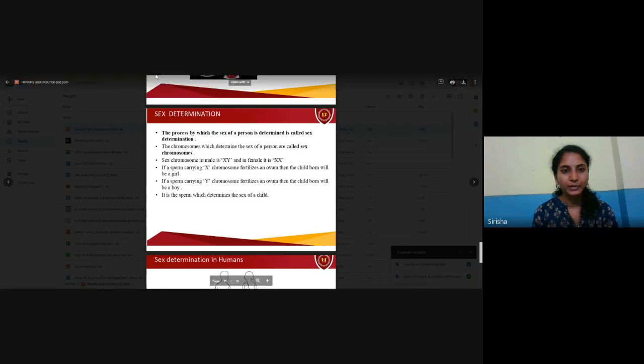If a sperm which enters the female egg cell carries the Y chromosome, then the child born will be a boy. If a sperm carries only the X chromosome, then the child will be a girl. That means who is responsible here? The male will be responsible. It is the sperm which determines the sex of the child. Only the sperm determines the sex of the child actually.